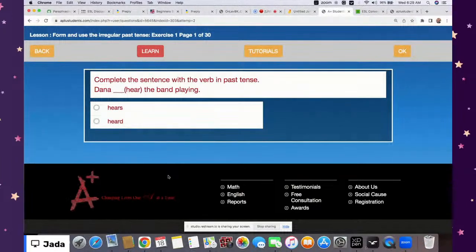Anna dash hear the band playing. Is it head or hears? Which one? The first or second? So you can put one or two. If you want us to know, one will be for the first and two for the second. You can choose your answer. So is it the first or the second one, guys? Be interactive. Share your answers, share your ideas.